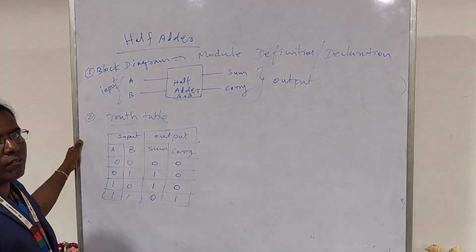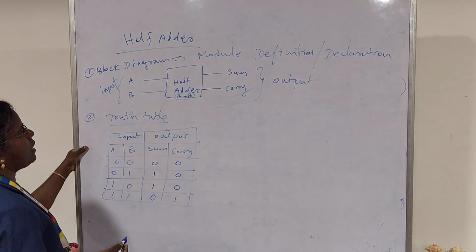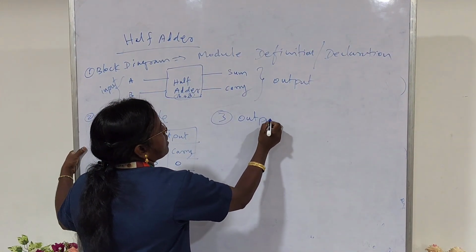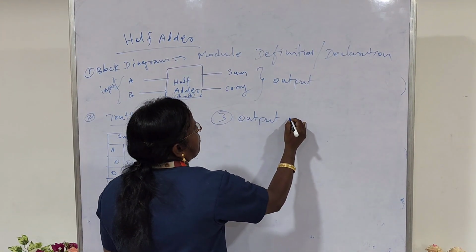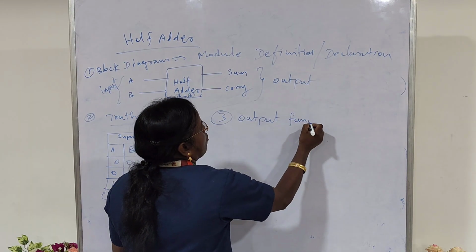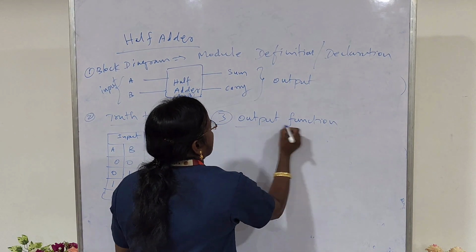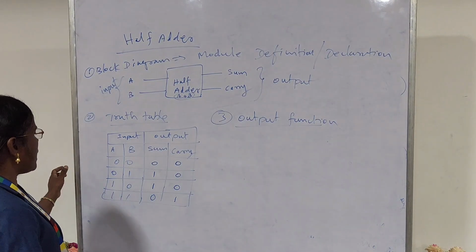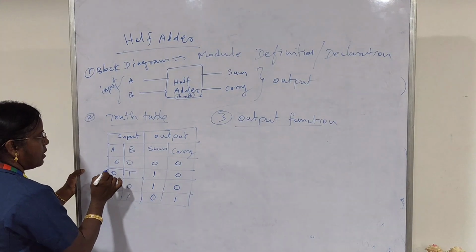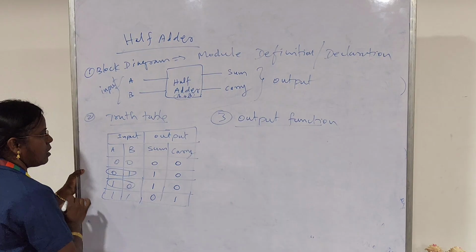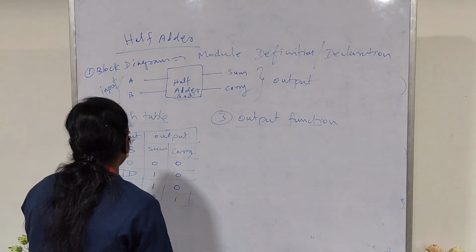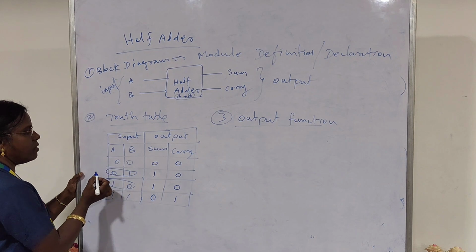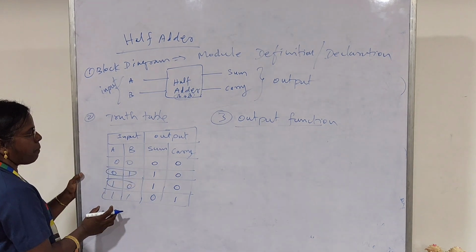From this, how can we derive the Boolean function? Now the third step is the output function. What is the expression for the output variable? The output functions can be derived. Take the sum output: for which input conditions is the sum value 1? It is 0, 1 and 1, 0. Take only those conditions. For all these binary patterns, we can derive the variable format of the input pattern.